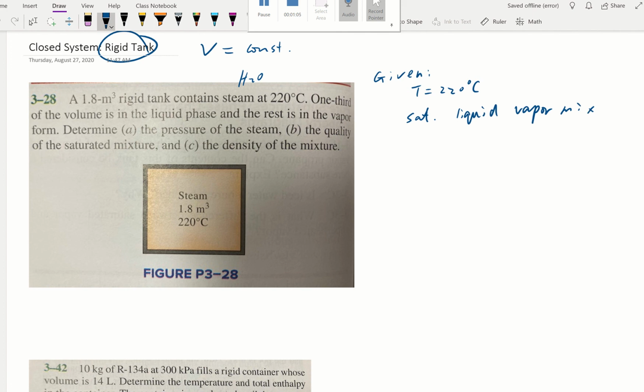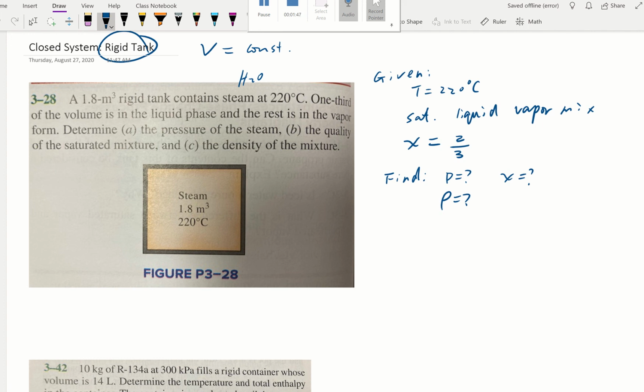If we know that, we also know the quality, because one part is liquid and two parts are vapor. So that's going to be 2/3. That's going to be the quality, right? 2/3, because quality is the mass of the vapor over the total mass. And then, knowing that, we need to find the pressure, and also the density rho of the mixture. We already know the quality. Quality is 2/3 for this problem.